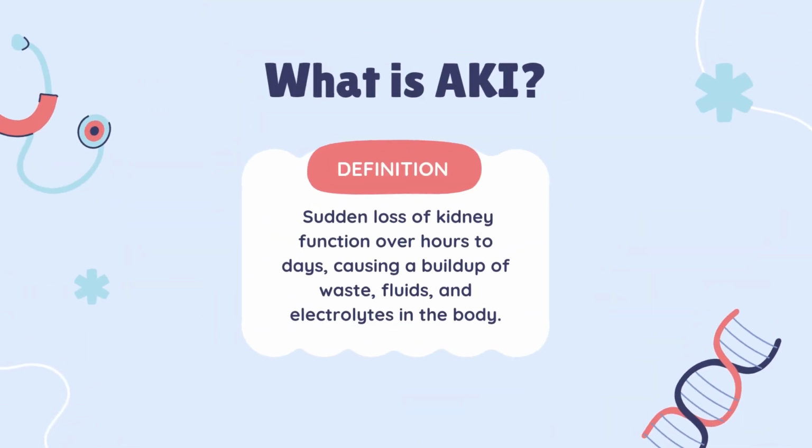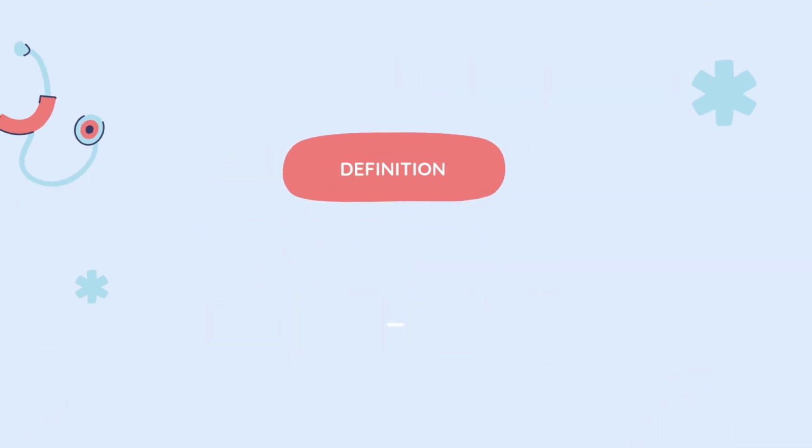So what is AKI? Acute kidney injury is the sudden loss of kidney function over hours to days, causing a buildup of waste, fluids, and electrolytes in the body. Let's think of our kidneys as a washing machine that filters blood and keeps things clean. If this machine breaks down, it won't work as expected, and it will result in the buildup of waste and excessive water in the body.